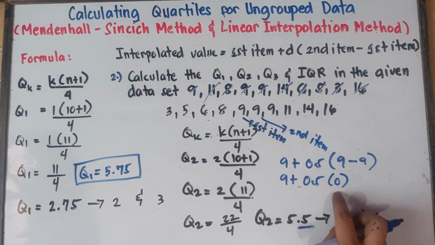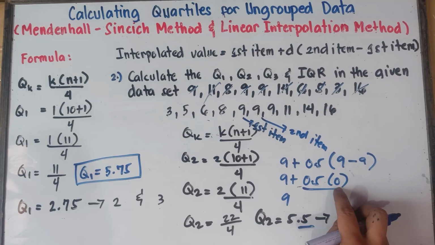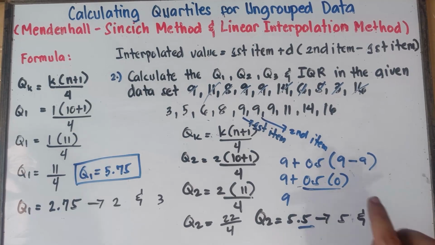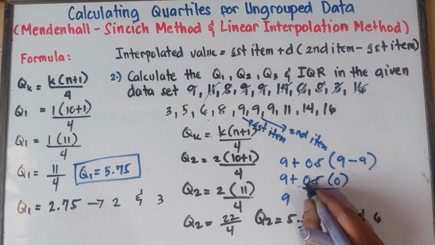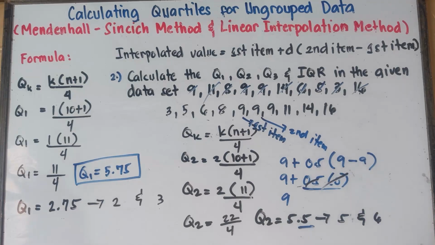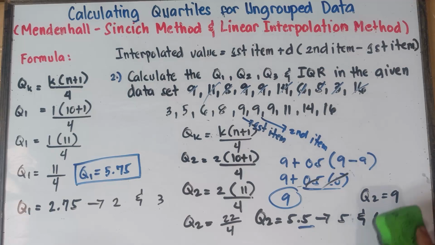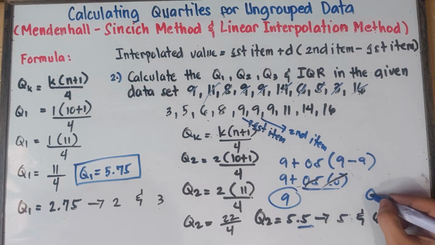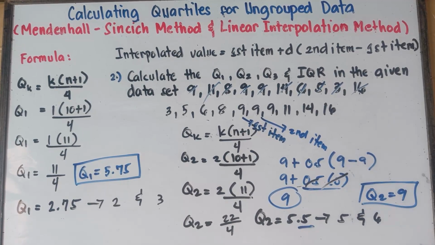Alright, so multiply this first. Do not add, class. Multiplication comes first. So 0.5 times 0: any number multiplied by 0, the answer is 0. So we can just cancel this out. Therefore, quartile 2 is equal to 9. That's it, class. You're all set. That's the answer with regards to quartile 2.